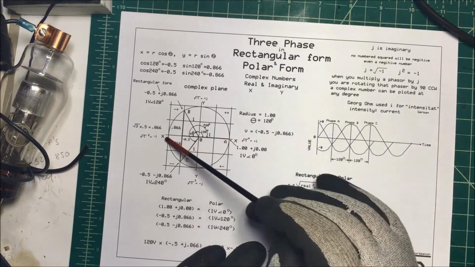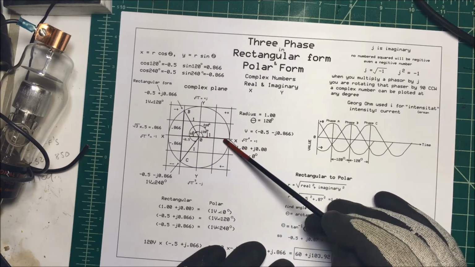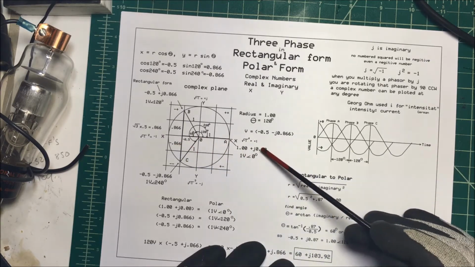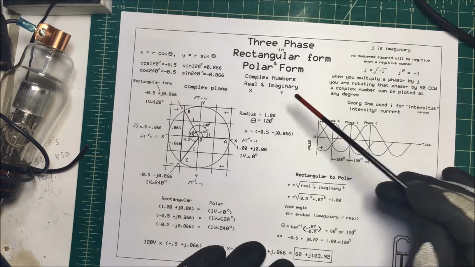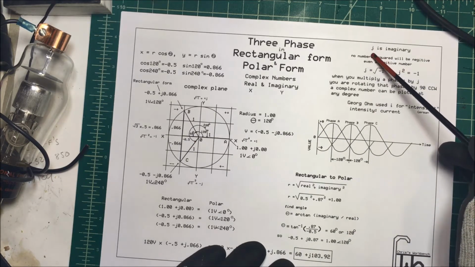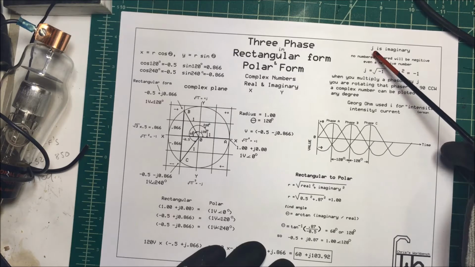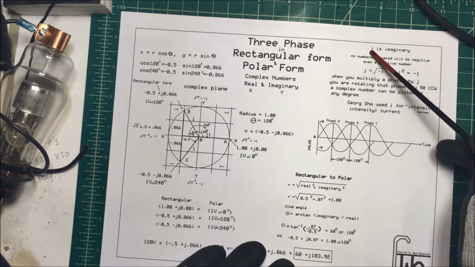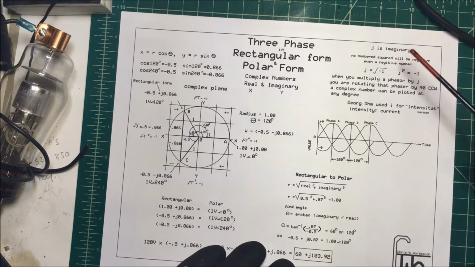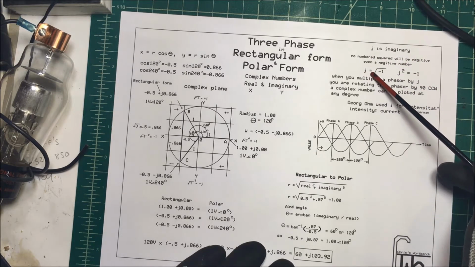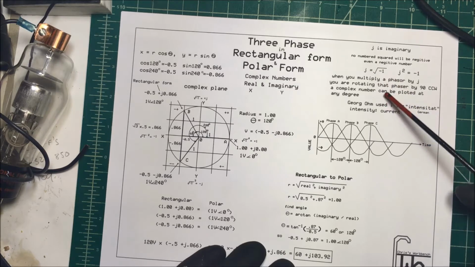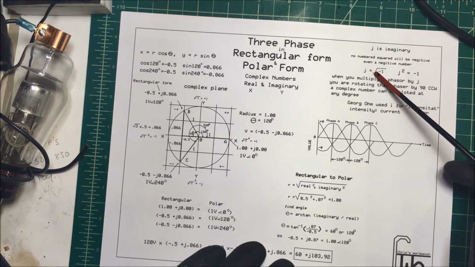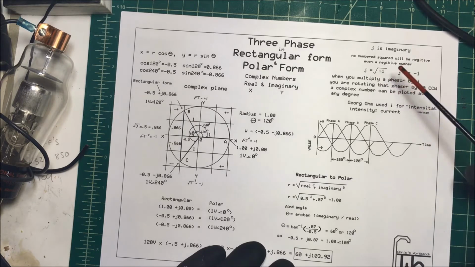Now, real numbers are along this x-axis. We have positive on this side, negative on this side. Now, these imaginary numbers, mathematicians use the letter i for imaginary, but George Ohm used I for intensity or current, so we use the lowercase j for imaginary. Now, j is equal to the square root of -1. If we put -1 in a calculator and try to do the square root of that, it's just going to come up with an error, so that can't happen.